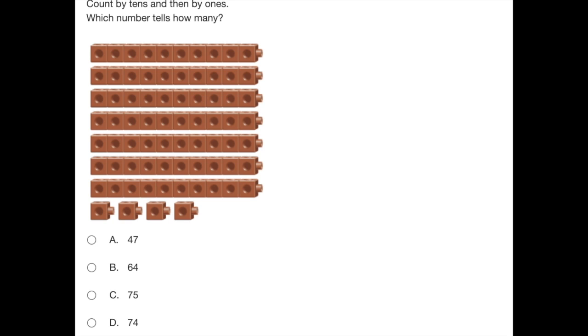Let's try another one. This one says, count by tens and then by ones. Which number tells how many? Just like the last one, let's start by counting the groups of 10. Ready? 10, 20, 30, 40, 50, 60, 70. Now that I counted all of the tens, I can go on and count one at a time. 71, 72, 73, 74. There are 74 in all.